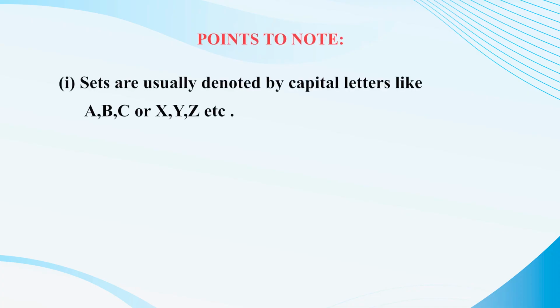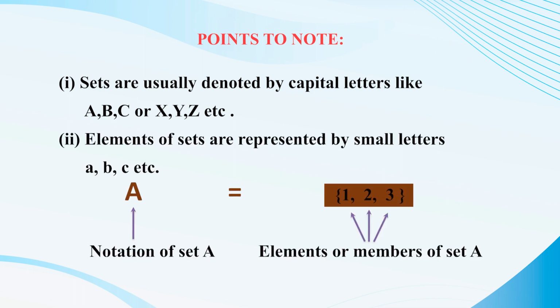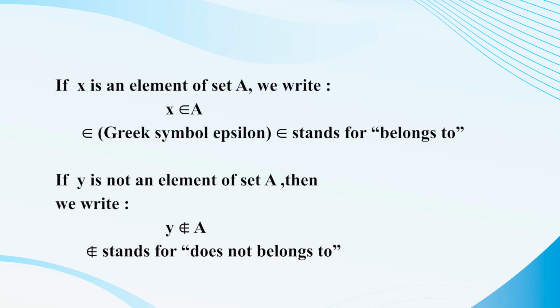Now, moving to notation of sets. Sets are usually denoted by capital letters like capital A, B or C, etc. Whereas, elements of sets are represented by small letters. Further, if we need to write x is an element of set A, then we will write it as x belongs to set A.